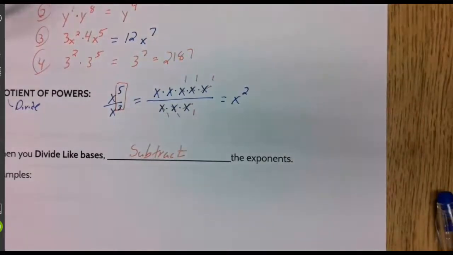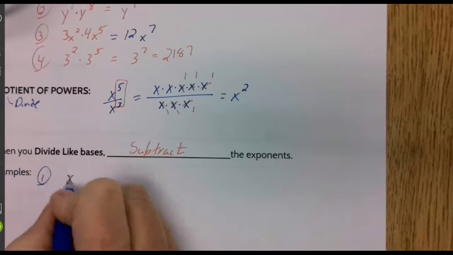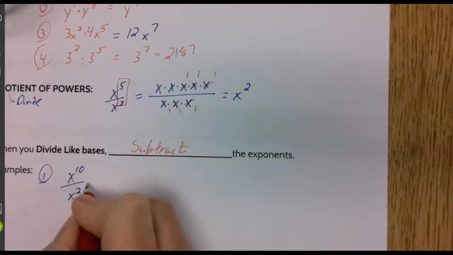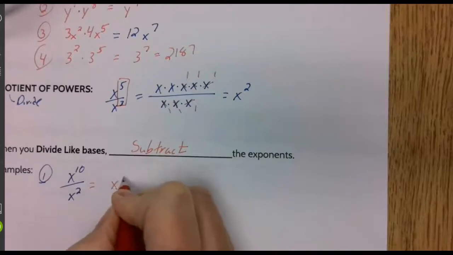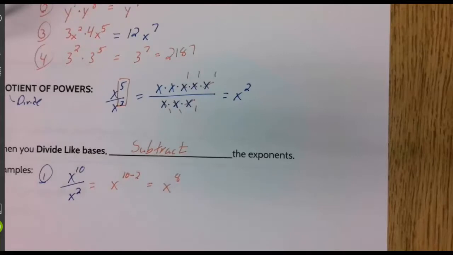Because when I have like bases, I'm just going to subtract my exponents. So let's try some subtraction. Let's try some division. If I have x to the 10th over x to the 2nd, that's going to give me x to the 10 minus 2, which is x to the 8th. Okay?